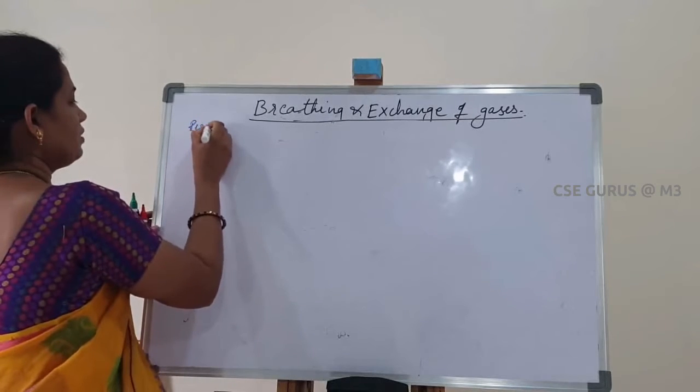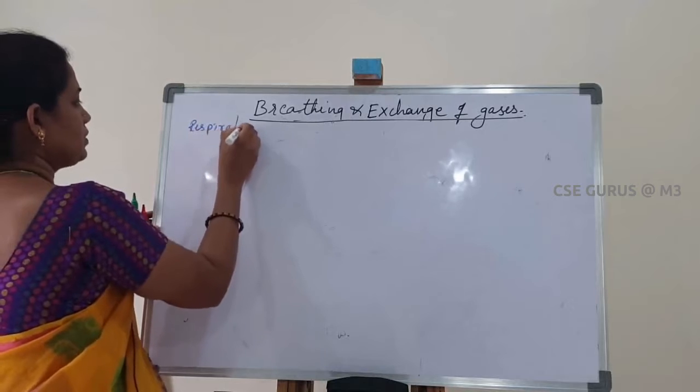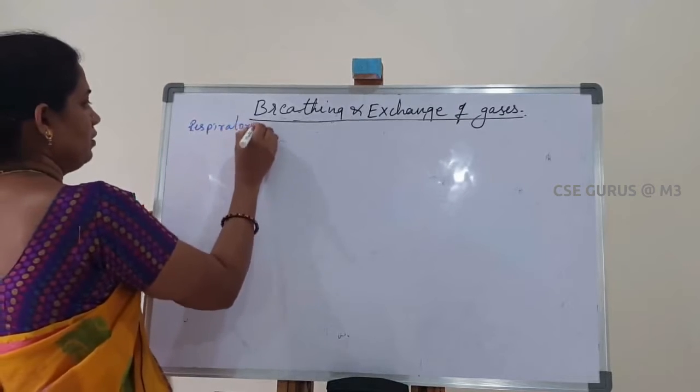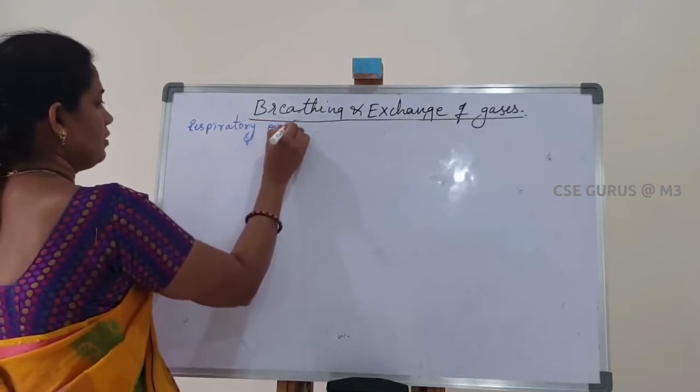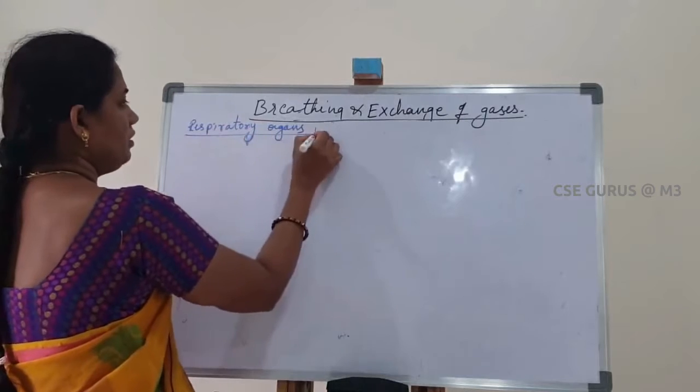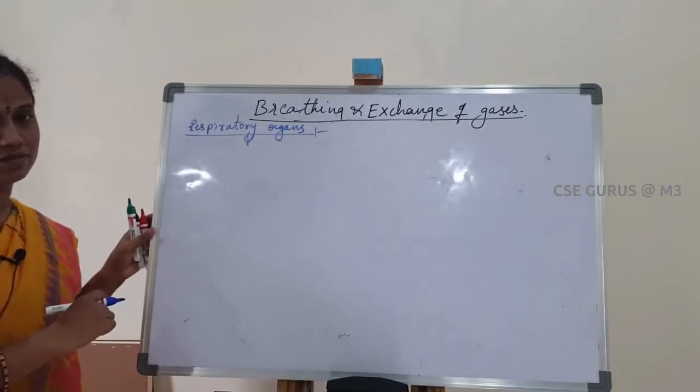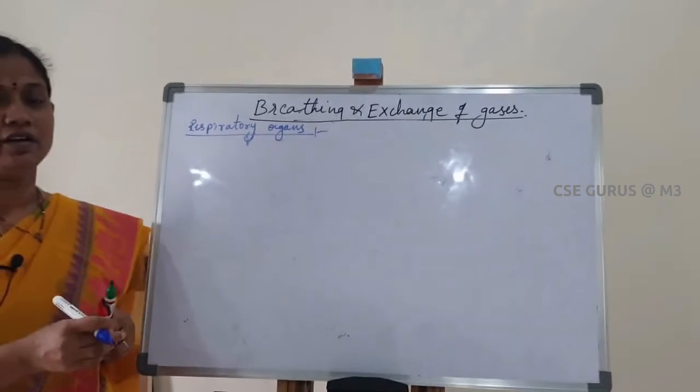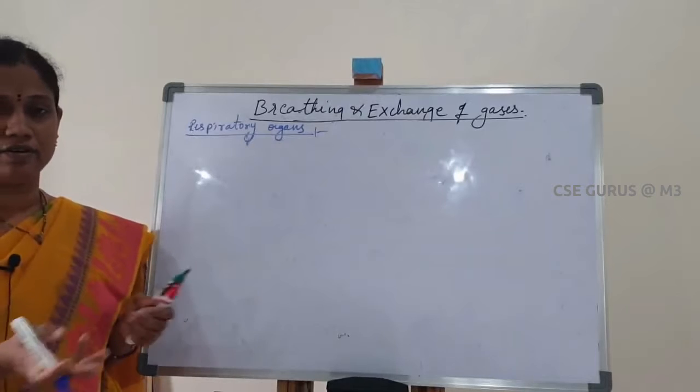Respiratory organs in different organisms. So in the animal kingdom, a number of different organisms are there.